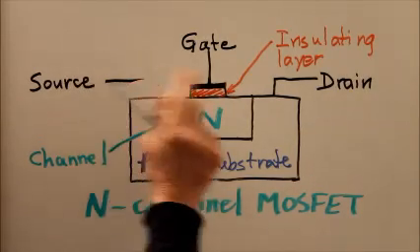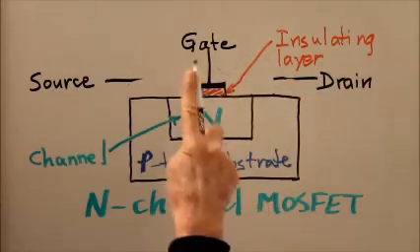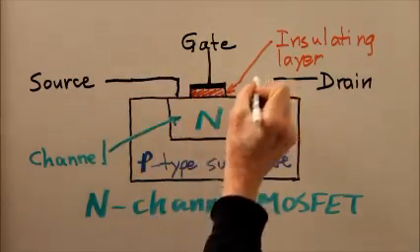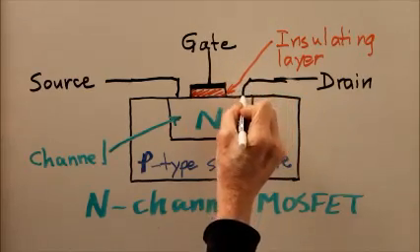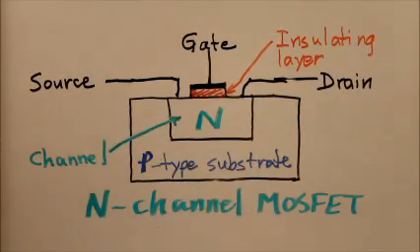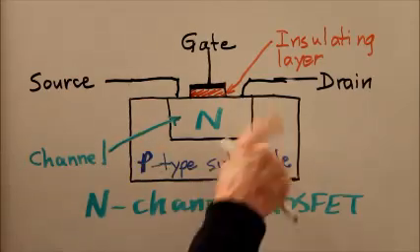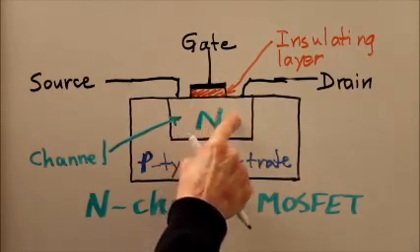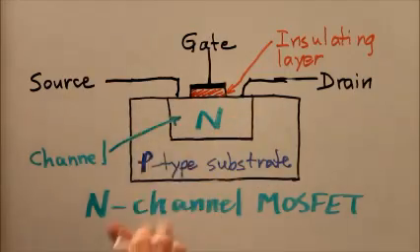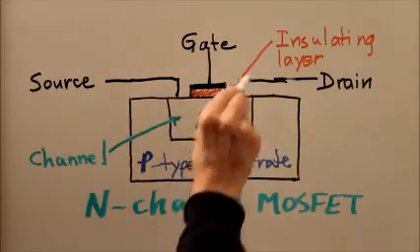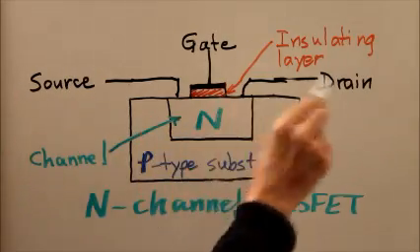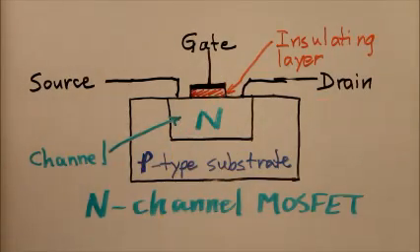I'm sorry, I misrepresented this when I drew it. Okay, now it's correct. The substrate is simply the foundation. The N-type material here forms what's called the channel, which is where the current flows through between the source and the drain. The gate is sort of like a valve.